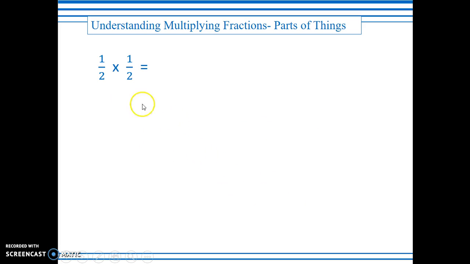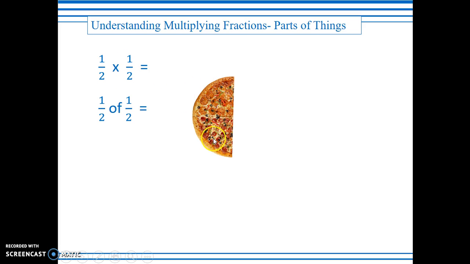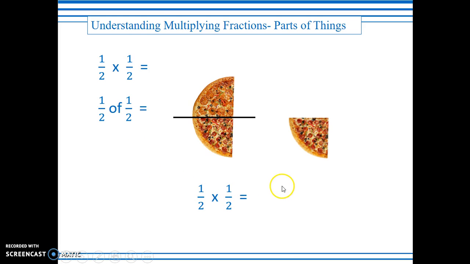Okay, so let's try this one. We have 1/2 of 1/2. So if I think of this as half a pizza, what's half of the half? Well, that's easy. That would be 1/4. So let's try multiplying with our procedures. We have 1 times 1, which is 1, and 2 times 2, which is 4. So our answer is 1/4. You can see that with either perspective, thinking of it as a division problem or thinking of it as parts of things, you get the same answer.